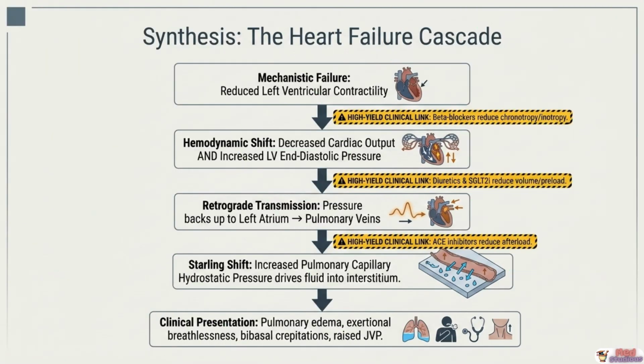True clinical competence requires linking multiple physiological steps together into an unbroken cascade. Let's synthesize these concepts by mapping out the heart failure cascade. The primary breakdown begins with a mechanistic failure, a severe reduction in left ventricular contractility. This causes a clear hemodynamic shift, resulting in a decreased cardiac output and a backup of volume that increases left ventricular end diastolic pressure. This volume backup travels in a retrograde transmission, forcing pressure backward into the left atrium and straight into the pulmonary veins.